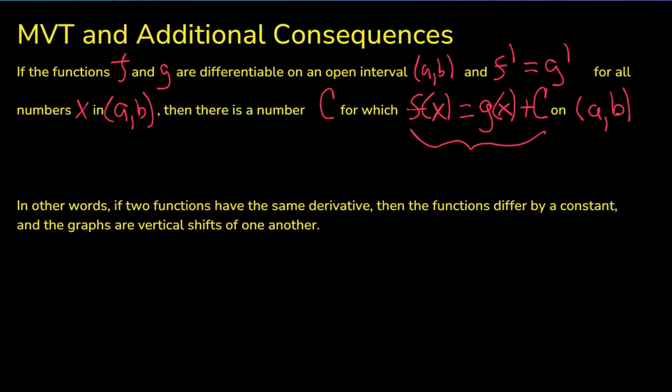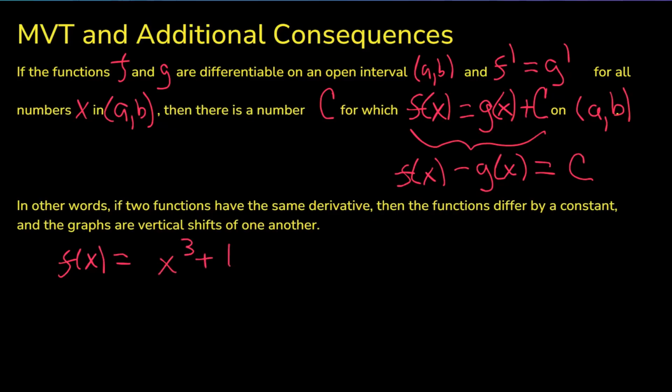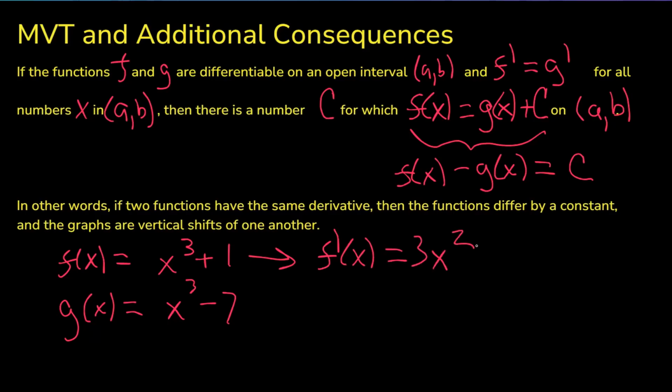If we look at this equation right here and we solve that for C, that would say that f of x minus g of x equals a constant. So let's think of two functions. f of x, let's say it's equal to x cubed plus 1, and g of x is equal to x cubed minus 7. So the first one, the derivative is going to be 3x squared. And the second one's derivative, g prime, is also 3x squared.